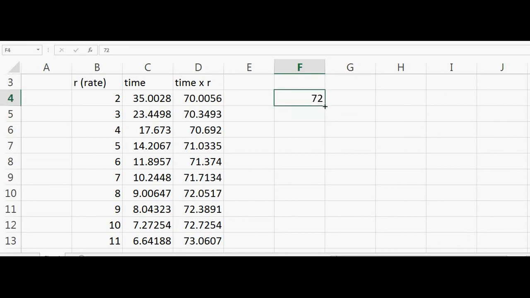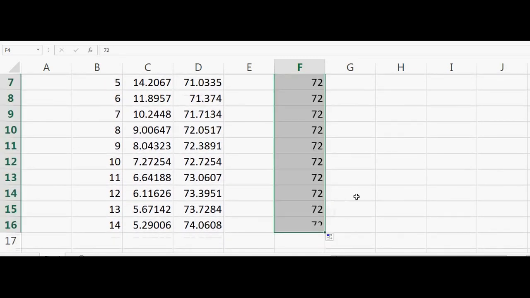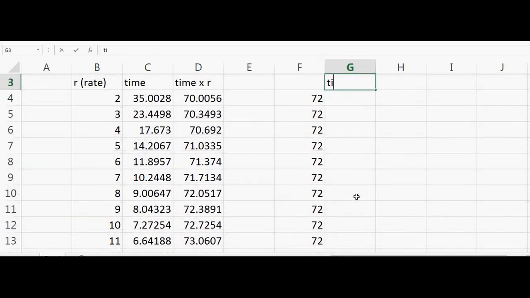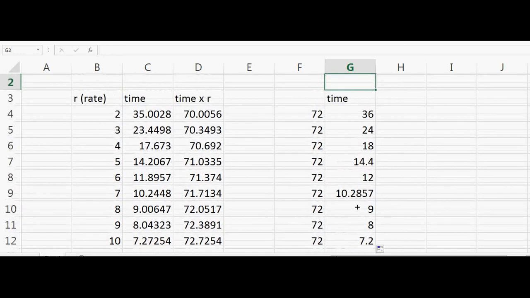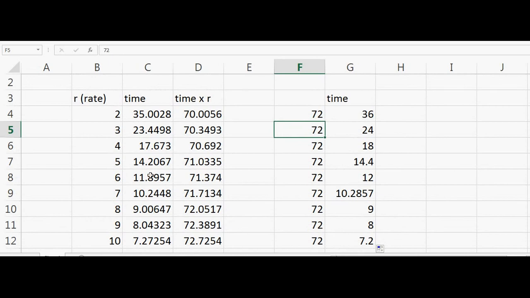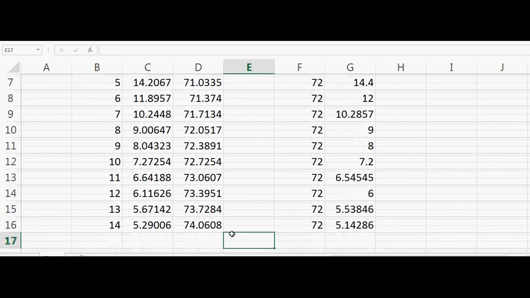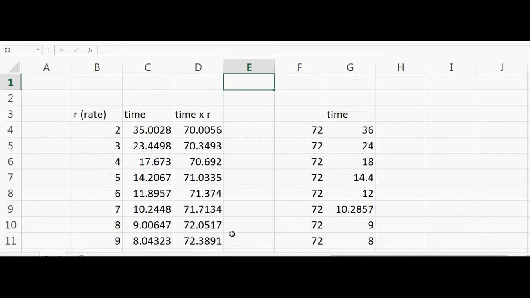So I keep using 72 for all these rates, and then I'll calculate the time. Time will be equal to 72 divided by rate. So now you can see that I get numbers which are very close to the actual time it should be. Suppose here it is 11.89, but here I get 12. Here it is 10.244, I get 10.28. So this is a good approximation. Instead of doing this complicated calculation, we can just get an approximation using this trick.